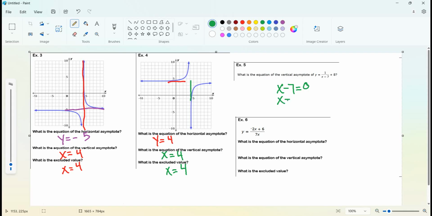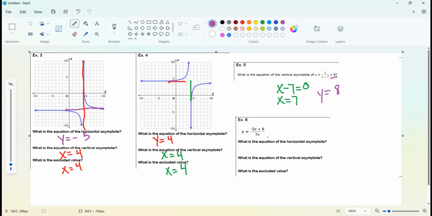So if you add 7 to both sides, you get rid of your -7, and that's going to give you x equals 0. So the vertical asymptote is going to be at x equals 0. This problem doesn't ask, but this number hanging out right here is going to be your horizontal asymptote. So this one should show up at y equals 8.